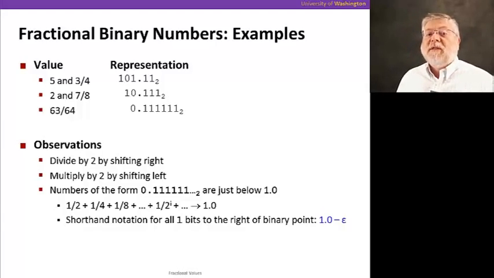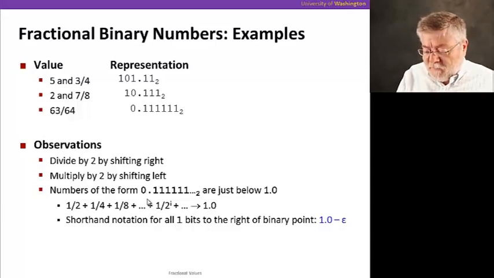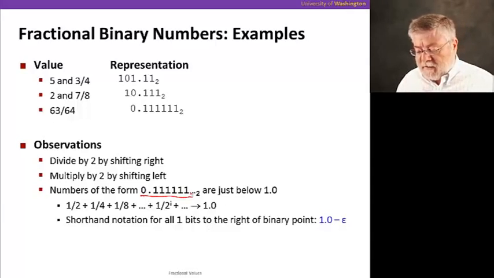Now, some observations. Remember that shifting that we were doing with binary numbers? Well, we can do it with fixed point representations as well of these fractional binary numbers. If we divide by 2, it's like moving that binary point 1 over to the left, and multiplying by 2 is moving the binary point 1 over to the right.